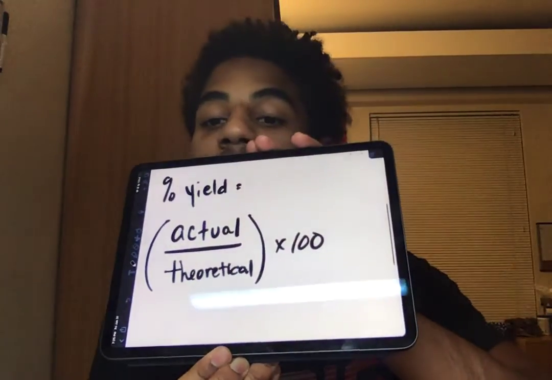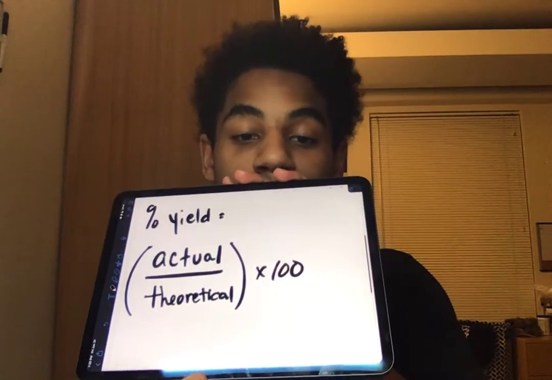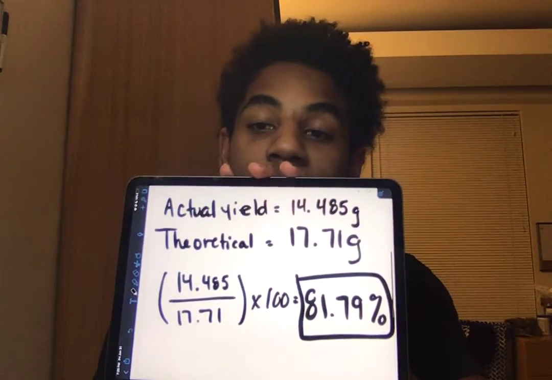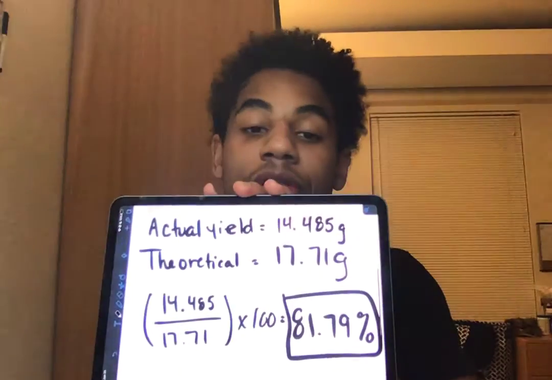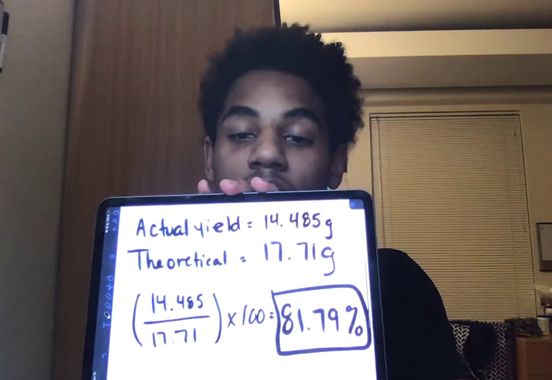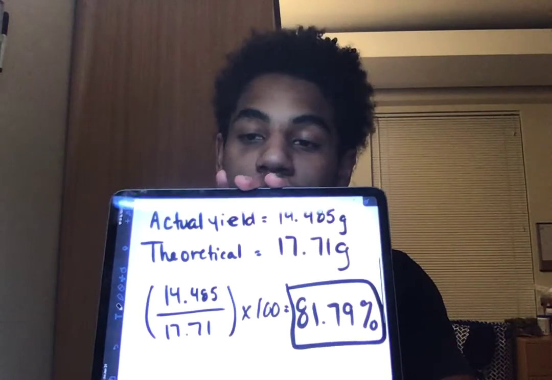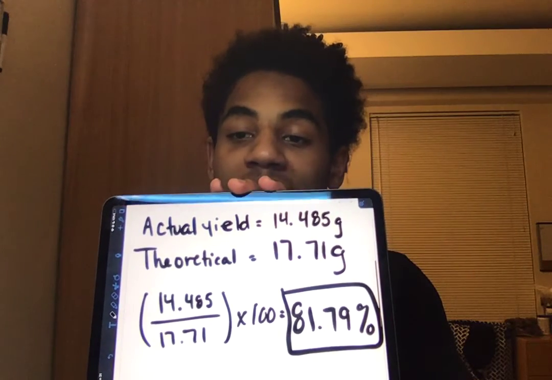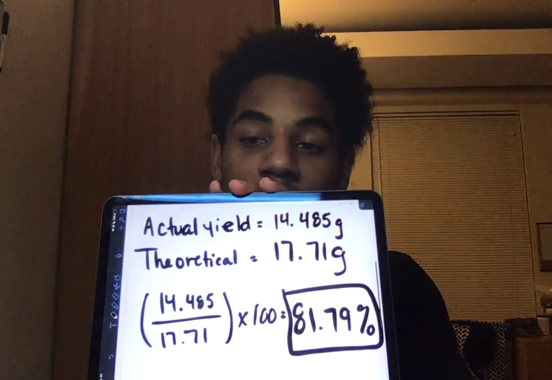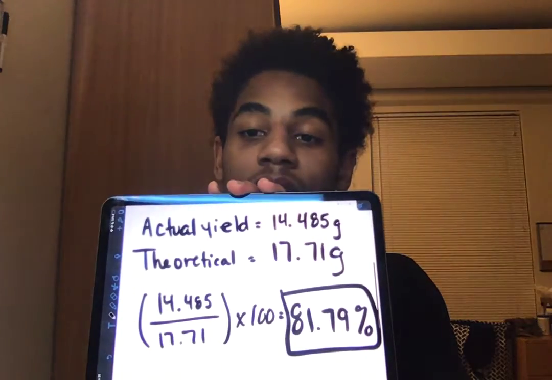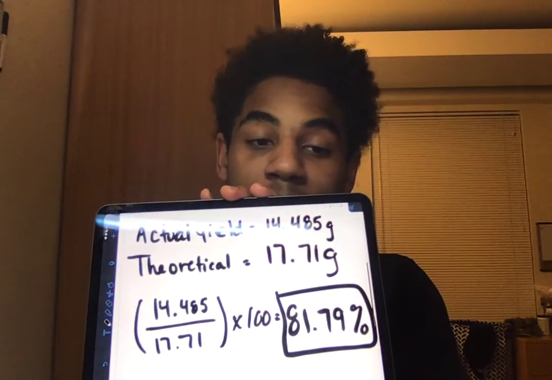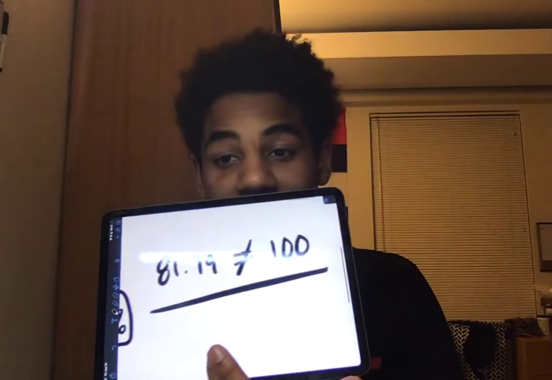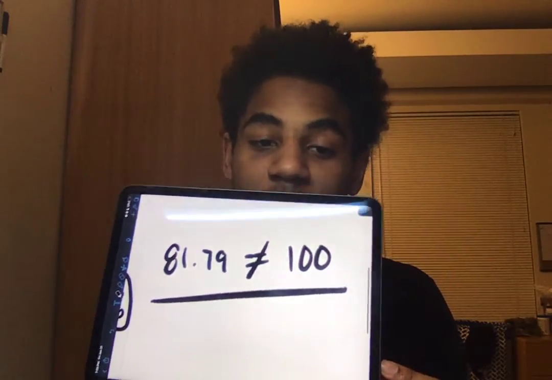Now, calculating the percent yield, the formula for percent yield is the actual yield over the theoretical yield times 100. Our actual yield in lab was 14.485 grams, and we just calculated our theoretical yield, and that was 17.71 grams of alum. So dividing those, the 14.485 divided by the 17.71 times 100 gives us a percent yield of 81.79%. Obviously, 81.79 does not equal 100.